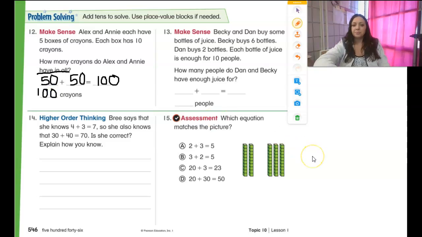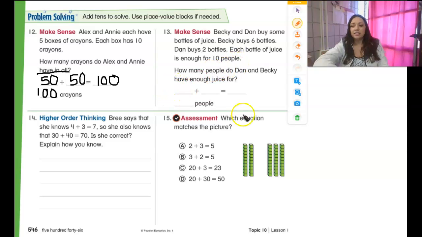Very good. It says Becky and Dan buy some bottles of juice. Becky buys 6 bottles and Dan buys 2 bottles. Each juice is enough for 10 people. How many people do Dan and Becky have enough juice for? So let's think about that. If I have 6 bottles of the first one and it can be for 10 people, what is 6 tens?